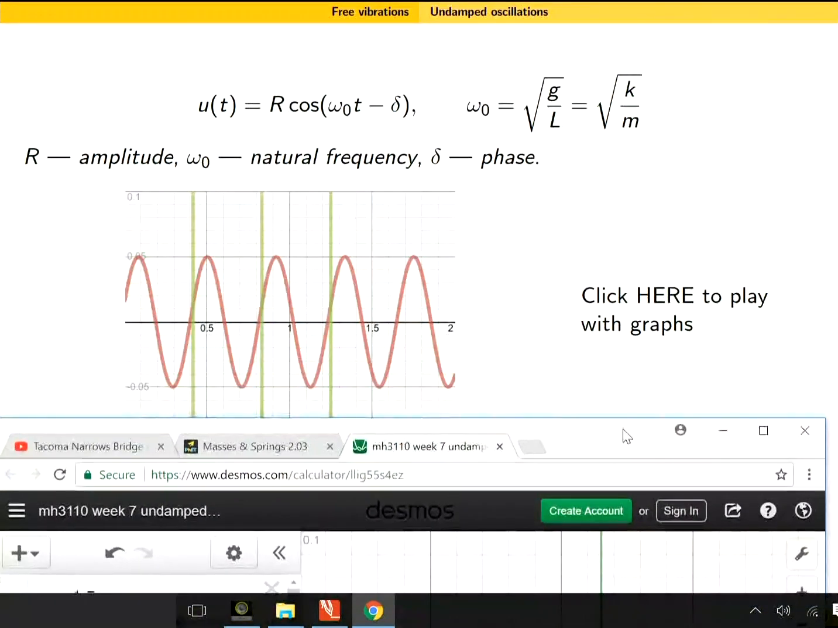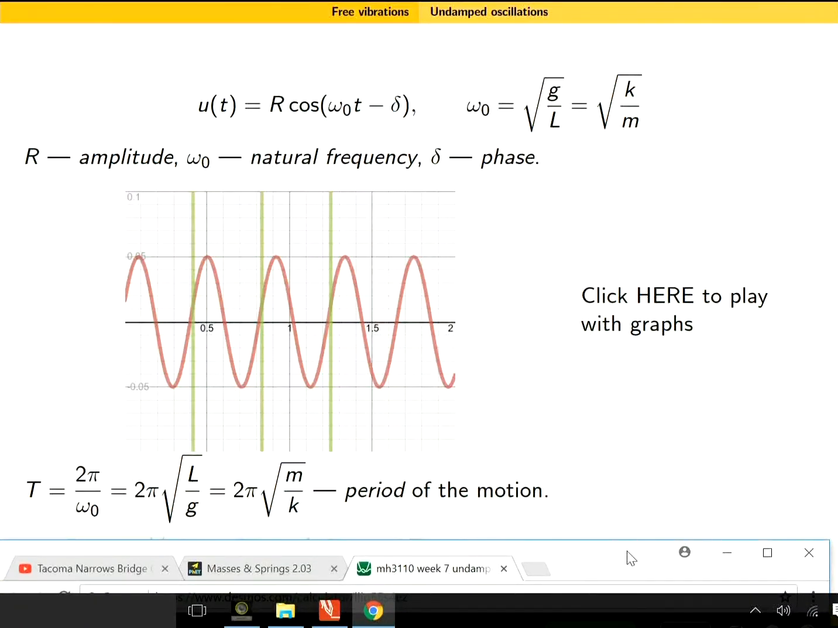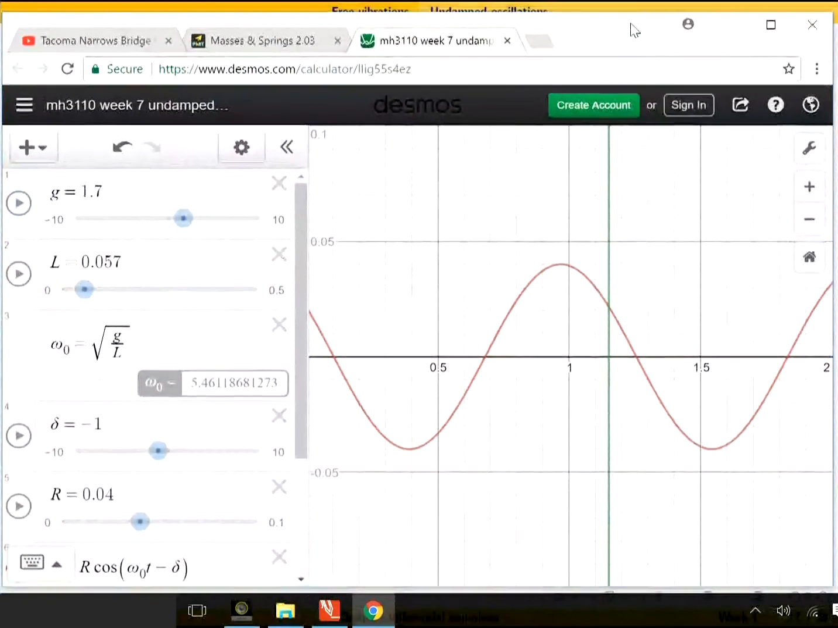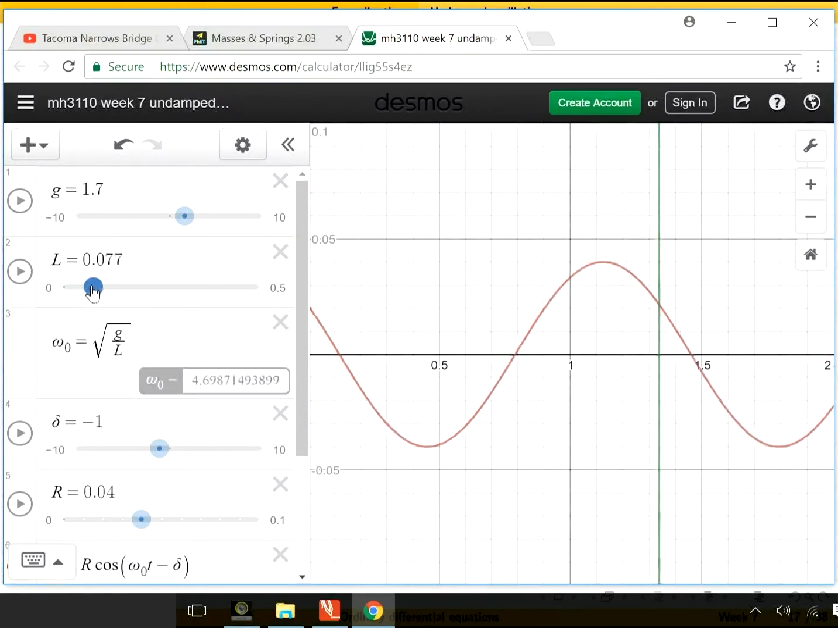But then, yeah, you see, if you change acceleration due to gravity, then in the formula, acceleration due to gravity is in the numerator at the cosine, and so the bigger it is, the higher is the frequency. The smaller it is, the smaller is the frequency. So smaller means longer period and less frequency.